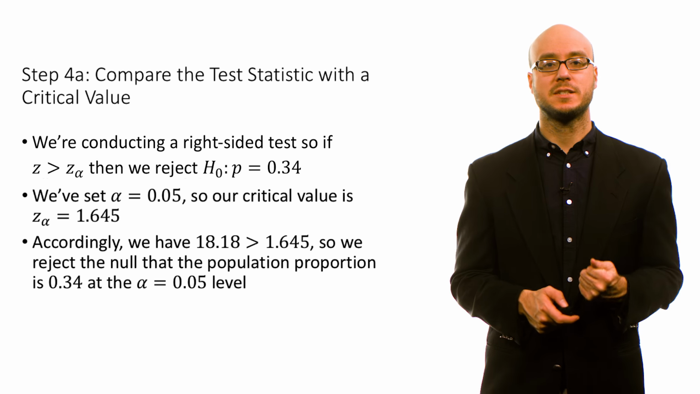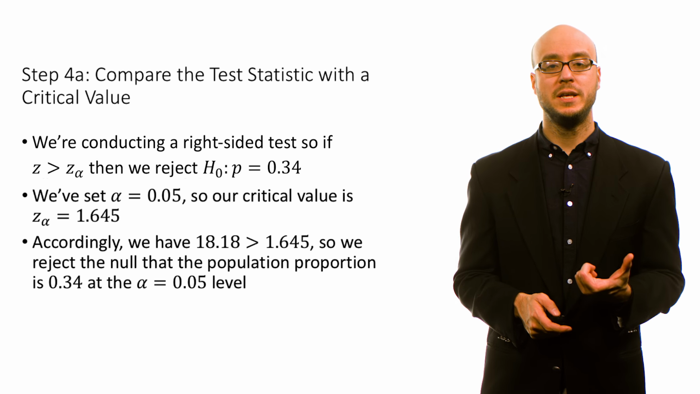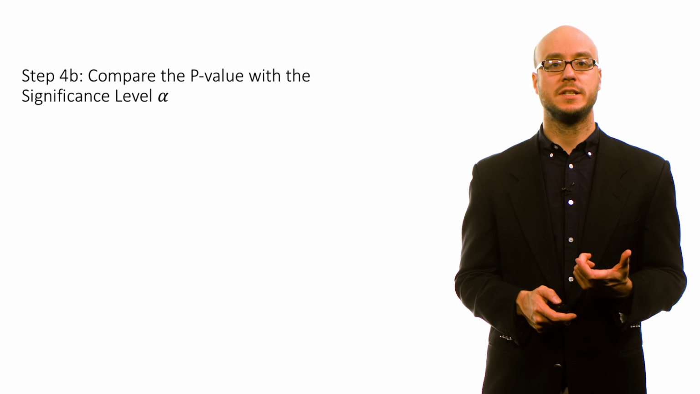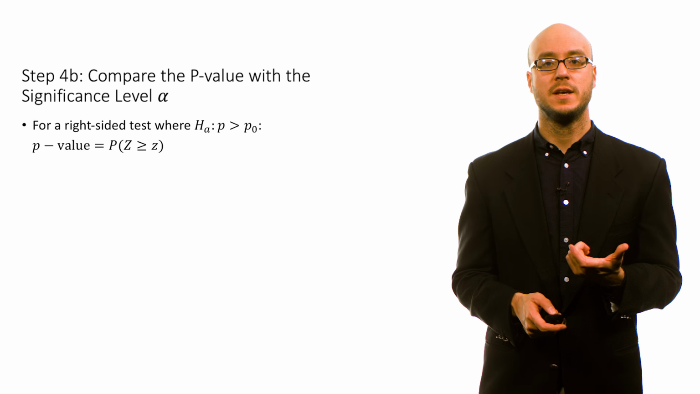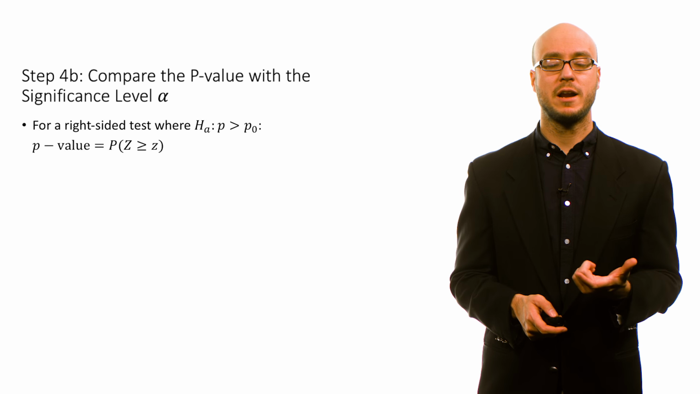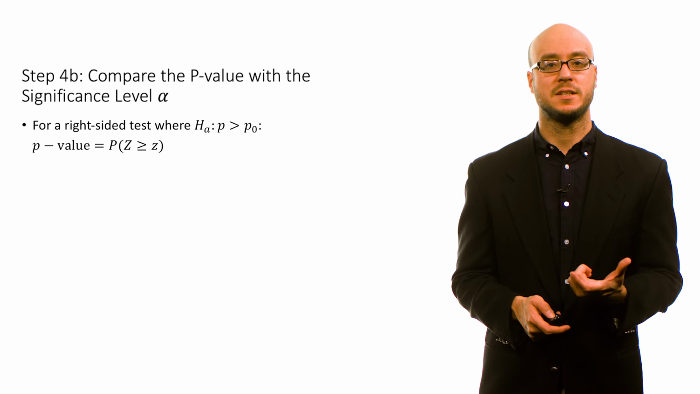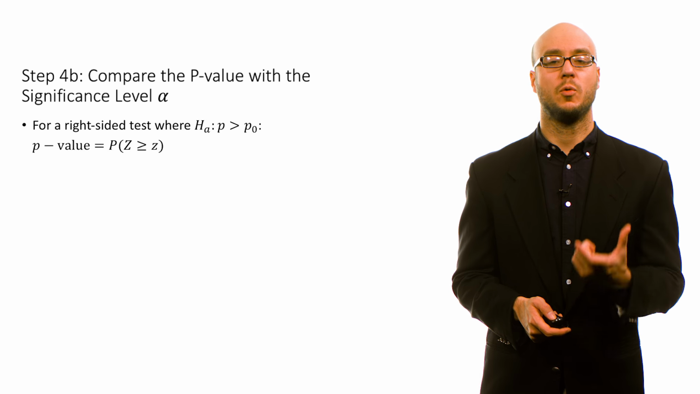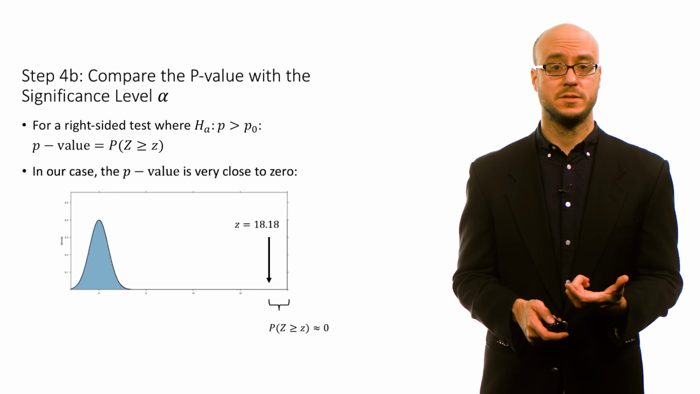Besides comparing our Z-test statistic to a critical value, we can also calculate a probability or p-value using our Z-test statistic. For a right-sided test, where the alternative is that the population proportion is greater than the claimed value of the null, the p-value is the probability of obtaining a Z-test statistic greater than or equal to the one we actually obtained. In our case, this p-value is very, very close to 0.